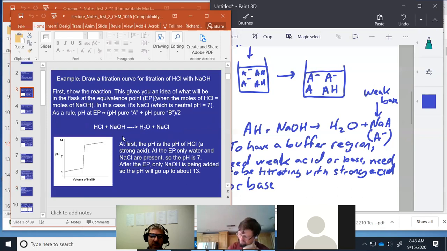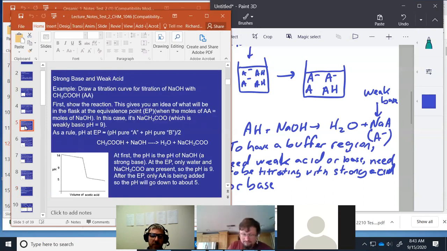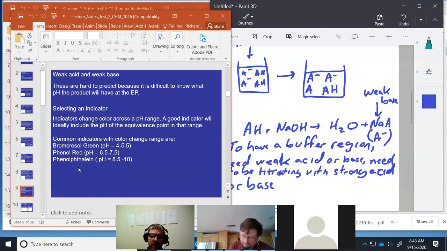And then for something like this one here, the pH is 7. I'll probably choose phenol red. And then for this one here, where we've got a strong base and a weak acid, this would be a pH of 9, and I would go with phenolphthalein. So it all depends on what the pH of the equivalence point is, and you just pick the indicator if it covers that range. So it's not really too bad.